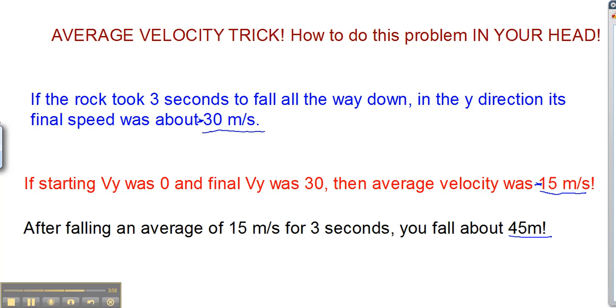And if you ever see me in class cranking these problems out in my head, it's pretty likely that this is the method that I'm using to estimate how high something is, or to estimate a time, or something like that. Average velocity is a pretty nice trick when it applies, and with a little bit of practice, after you've done enough of these problems, you'll know when you can get away with that shortcut and save yourself some brain cells on exams.